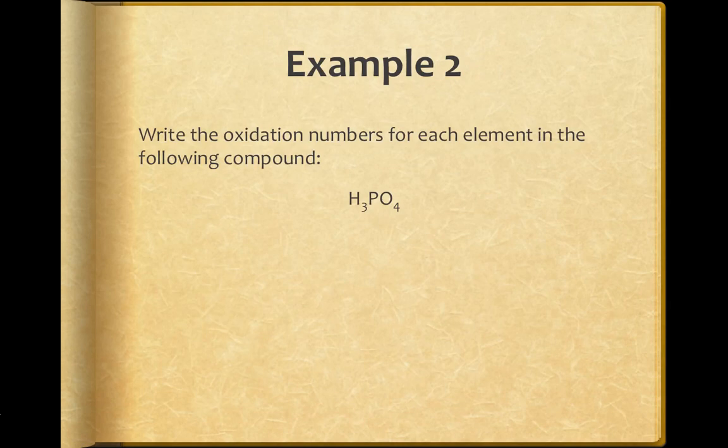Write the oxidation numbers for each element in this. All right, so we've got hydrogen, phosphorus, and oxygen. Well, first and foremost, H is always +1. O, oxygen, is always -2. Those are always. All right?